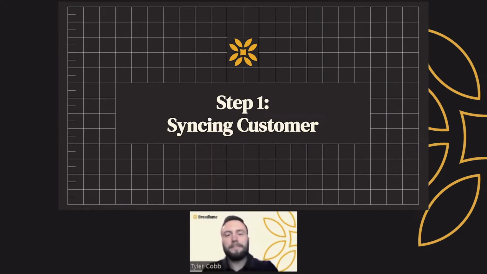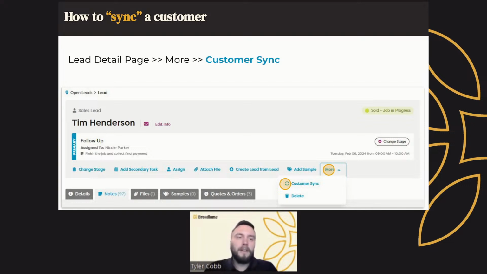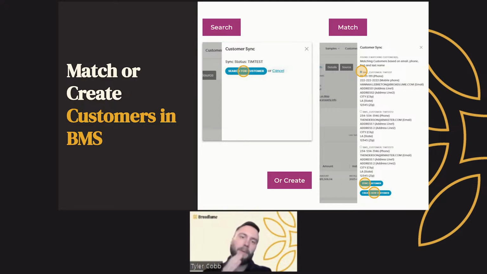So how does this happen? Well, step one starts with syncing a customer. To do this, you go to the lead detail page in RLM, you click on More, then you click on Customer Sync. This opens up a side pane, and you have the option to first search for a customer.